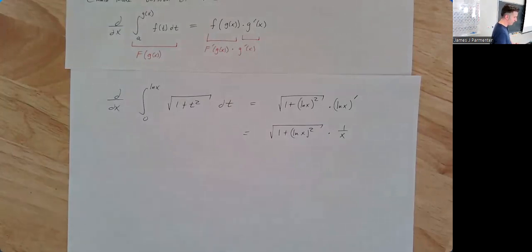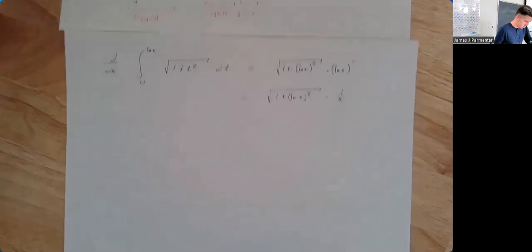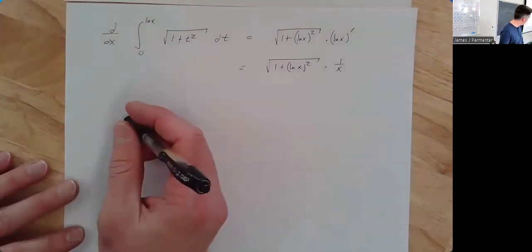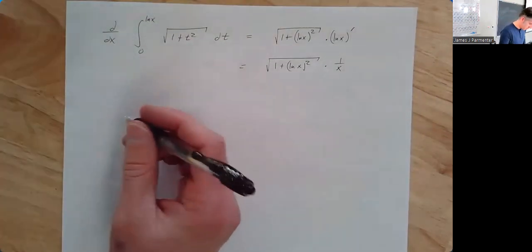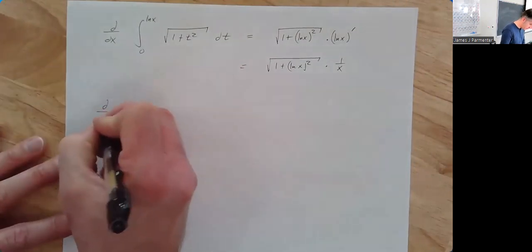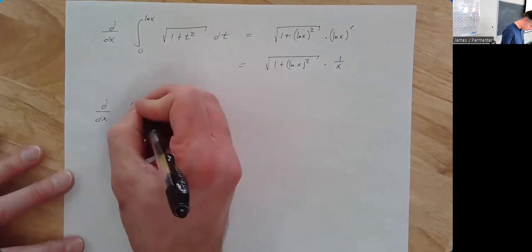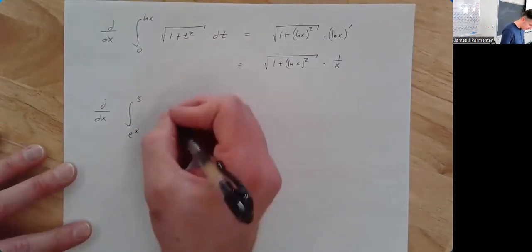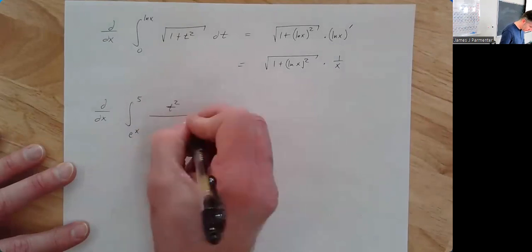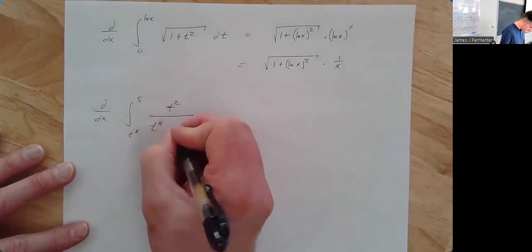A couple more situations we might get attacked with here. If I wanted to find the derivative of the integral from, say, e to the x to 5 of t squared over t to the 4th plus 1.